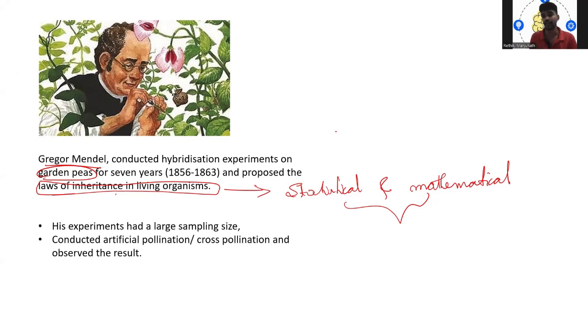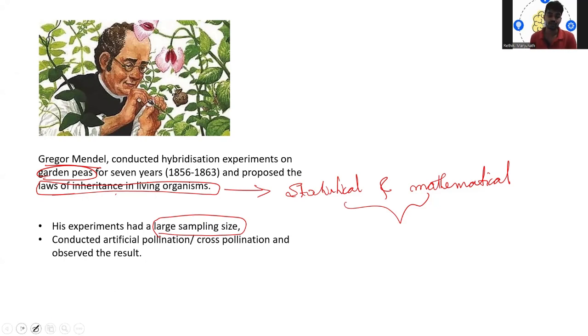But he got a very good result because one thing is his experiment had a large sampling size, as he worked for 7 years, so the accuracy rate was very good. The second thing is he conducted artificial pollination, can I call it cross pollination, with the desired characteristics, whatever characteristics he wanted. So he crossed that plant, and he observed the result.